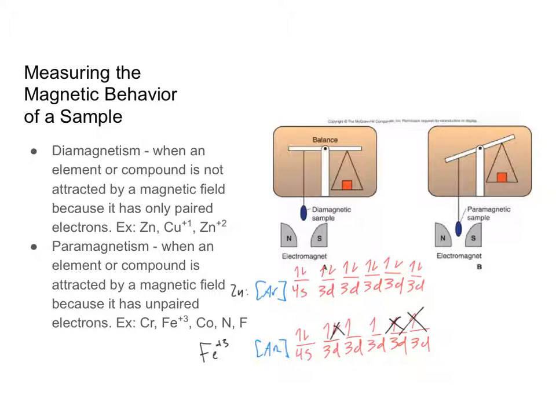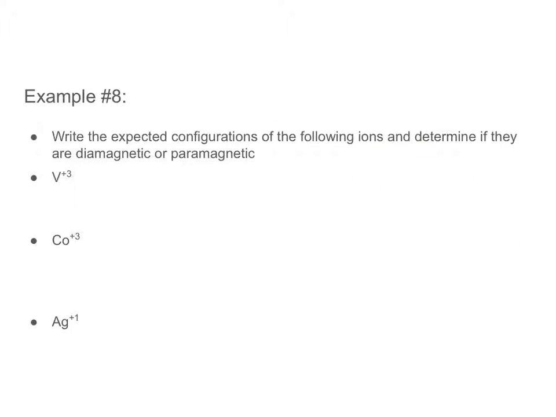Diamagnetism occurs when an element has all of its electrons paired up and it doesn't react to a magnet. Paramagnetism occurs when an element does not have all of its electrons paired up and it does react with a magnet. So taking a look at some examples here.